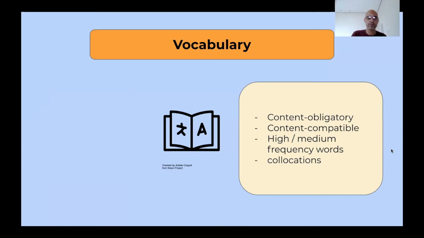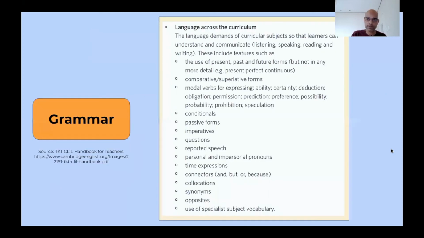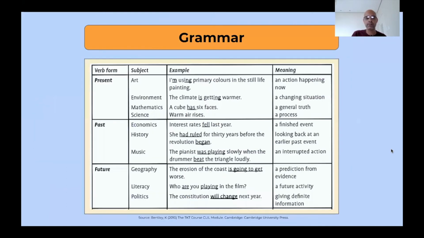So let's move on to talk a little bit about grammar. When it comes to grammar that is taught for CLIL, I'm talking about the grammar structures that will be useful in helping the students master a specific content area. So let's give examples here.